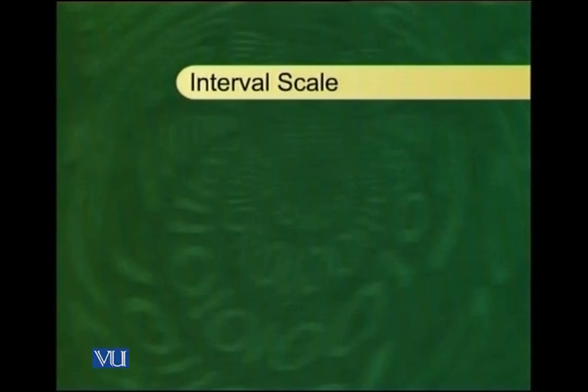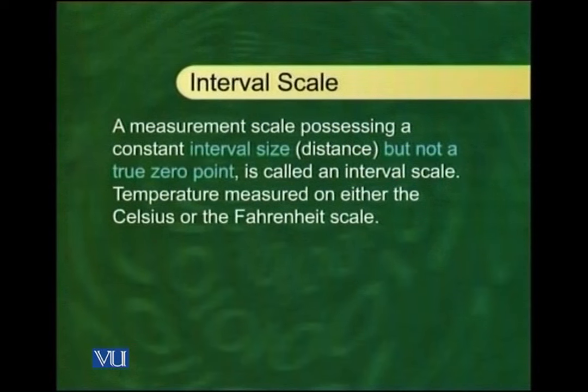Iske baraks, ab jo do scale ab hum discuss karne wale hain, the interval scale and the ratio scale, unke andar ye khasiyat pai jati hai ke you have constant interval between any two values of your variable. The interval scale is a measurement scale possessing a constant interval size but not a true zero point. Temperature measured on either the Celsius or the Fahrenheit scale is an outstanding example of the interval scale. Jab aap Fahrenheit mein measure karte hain, to aap kehte hain ki it is 104 degrees at temperature. Jab aap centigrade mein wohi temperature measure karte hain, to aap 40 degrees kehte hain. 40 degrees centigrade is equal to 104 degrees Fahrenheit.